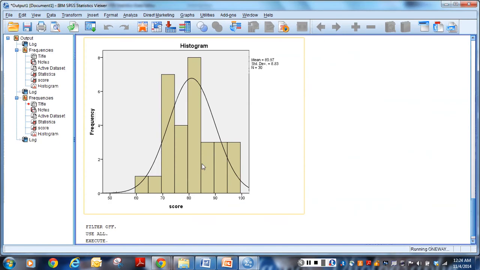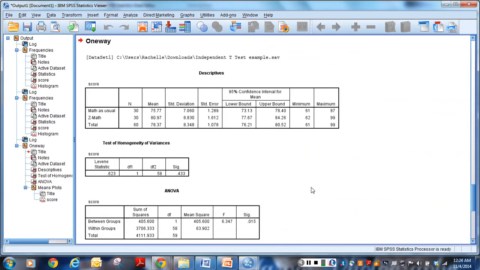And now we can click OK for our results. Before we read our results, let's make sure that our assumptions have been met. We still need to make sure that we meet our assumption for sample size and our test of homogeneity of variances. So let's look at this, our Levene's test, and let's look at the last column of the Levene's test.